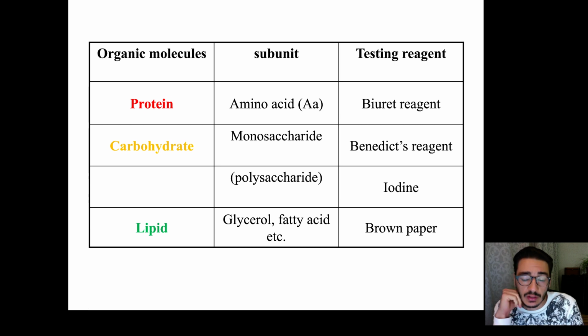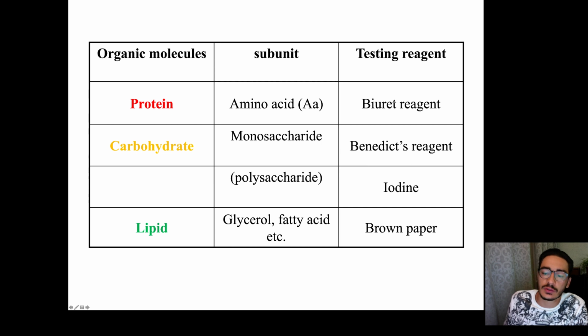So one more time, the protein we're gonna test with a Biuret reagent. Please remember these carbohydrates. We have monosaccharides with Benedict, and polysaccharides with iodine. And the lipid we're gonna test with brown paper.